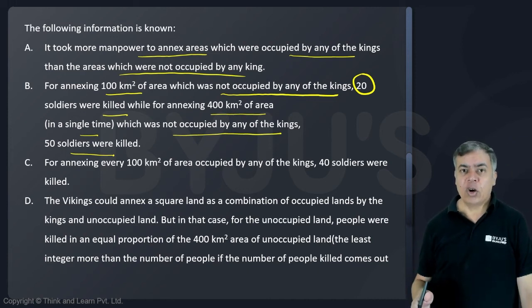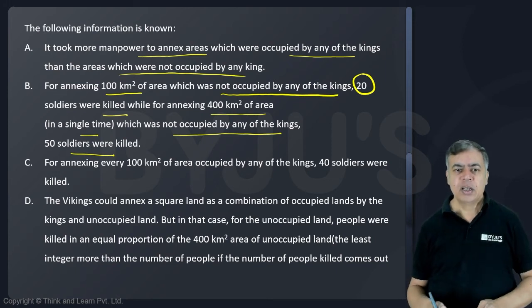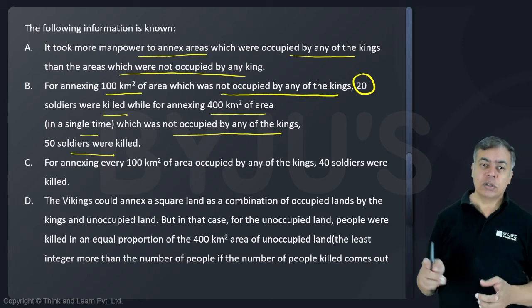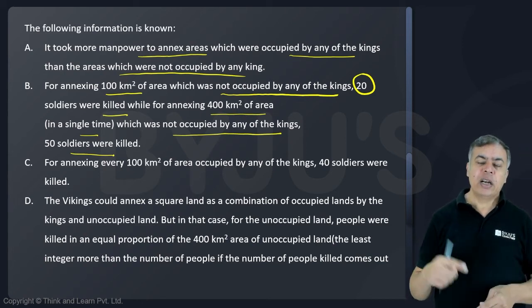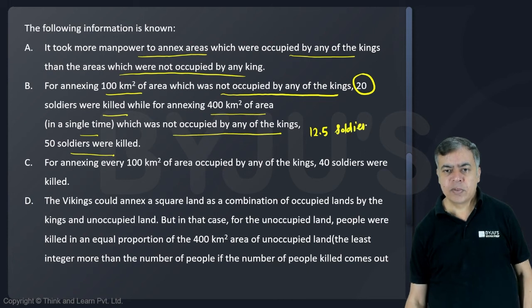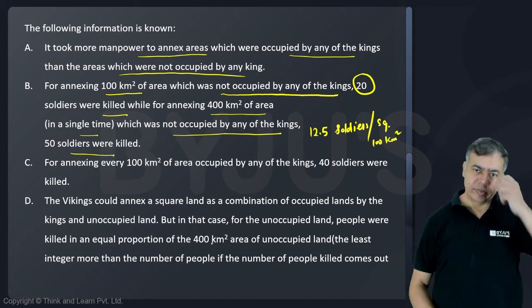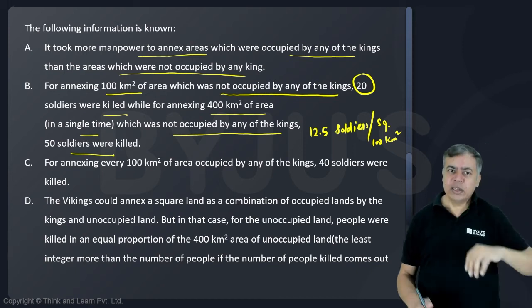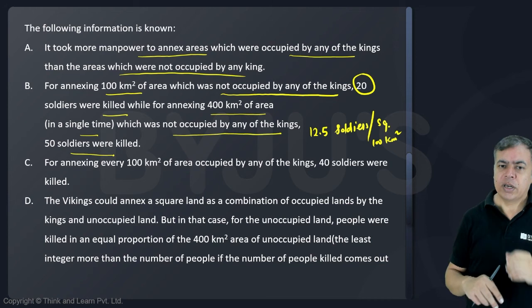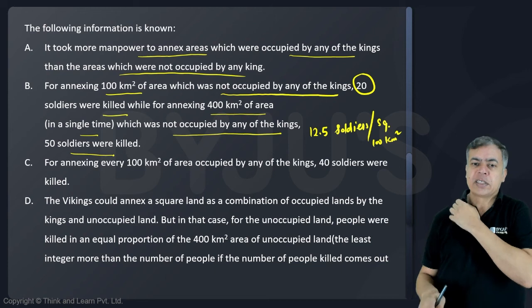For unoccupied area, for 100, 20 soldiers will be killed. That is, for 1 square, 20 will be killed. After that, 400 kilometer square, that means 4 squares, 50 soldiers will be killed. That means you can say 12.5 soldiers per square, or per 100 kilometer square. My 1 square is 100 kilometer square, right? If they are attacking more than 1 square, then it will be this rate.